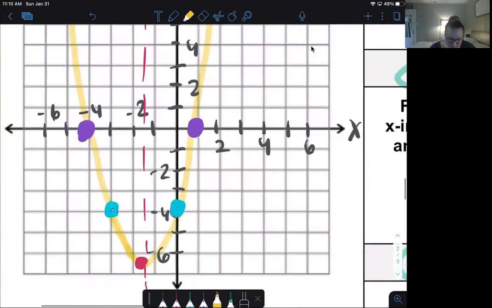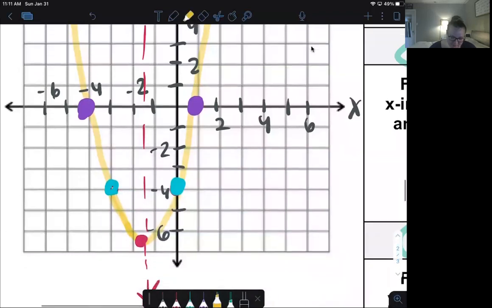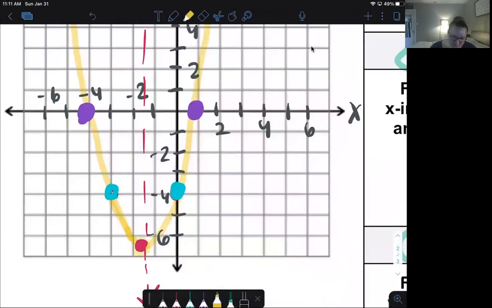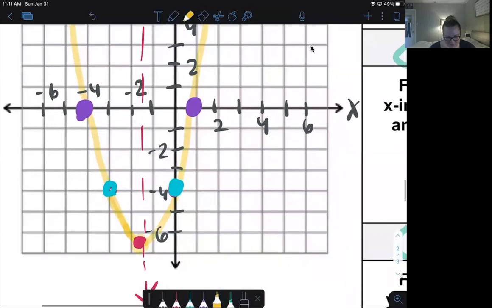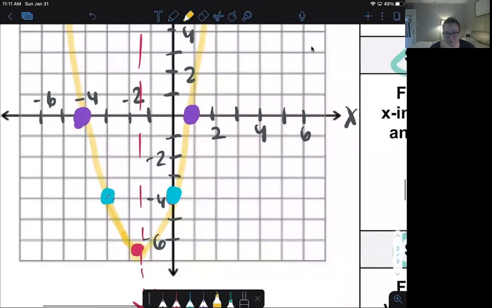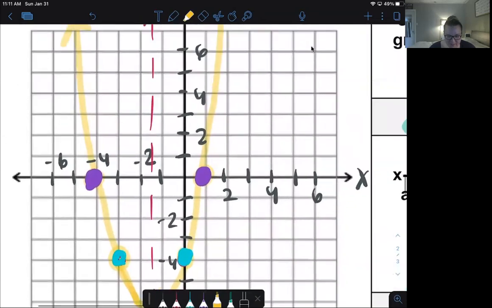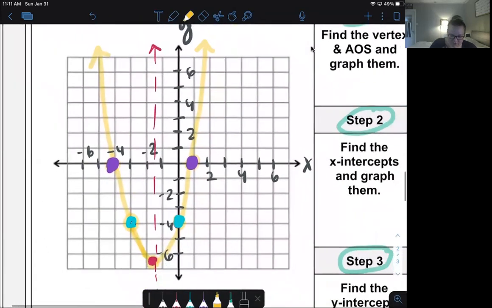I plotted my vertex at (-1.5, -6.25). I plotted my x-intercepts. I plotted my y-intercept, and then I flipped it over the x-axis, or reflected it. And then I also put a vertical line through my vertex, which is my axis of symmetry, at x equals negative 1.5.